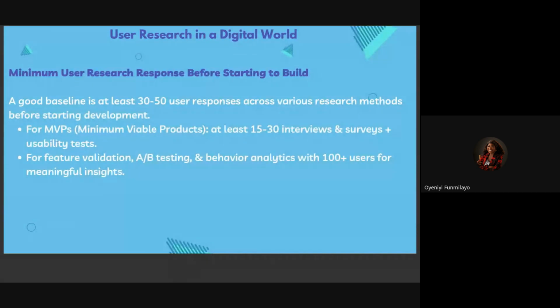So I said a good baseline is at least 30 to 50 user responses across various research methods before starting development. So before you start development, let's say you want to build an e-commerce website. Now you want to be selling something like Jumia. You just want to start. It is very important to do research, right? If you are doing this research, you need a minimum of 30 to 50 responses based on whatever you have put in your research.